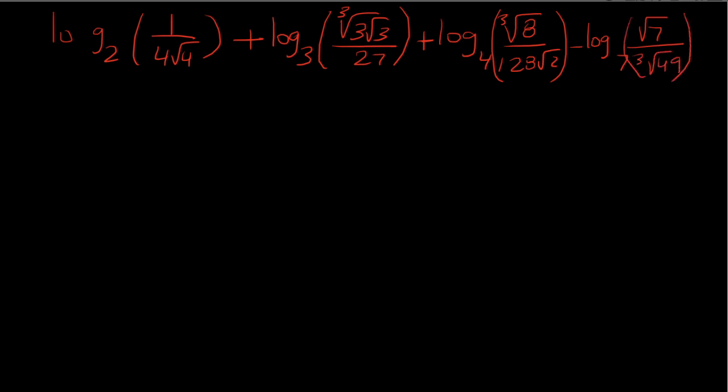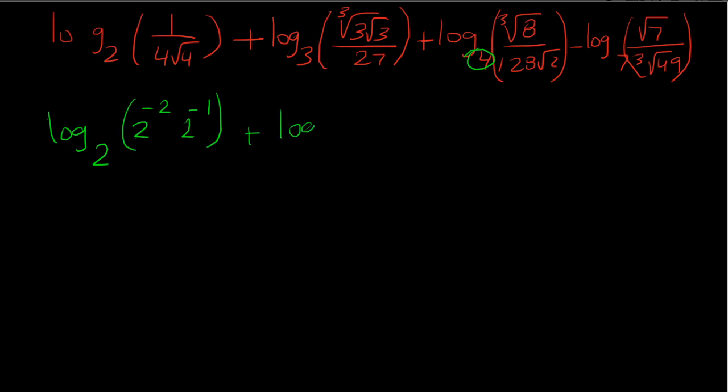And actually, only one of the bases will have to change, the 4. Okay, so all the other bases are primes, so that's good. Now let's work inside. I have 1 over 4 times square root 4. So 1 over 4 is 2 to the negative 2 power. Square root of 4 is 2. So that would be 1/2, which is 2 to the negative first.